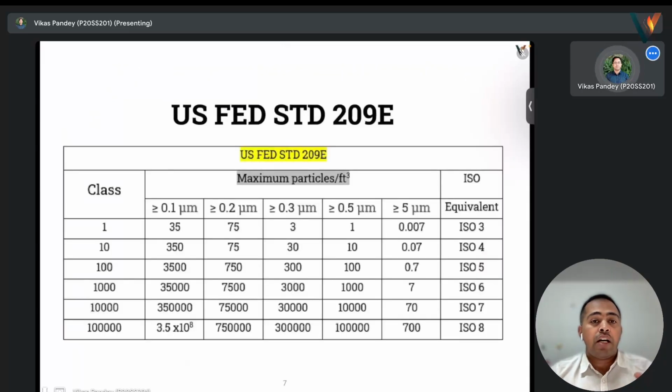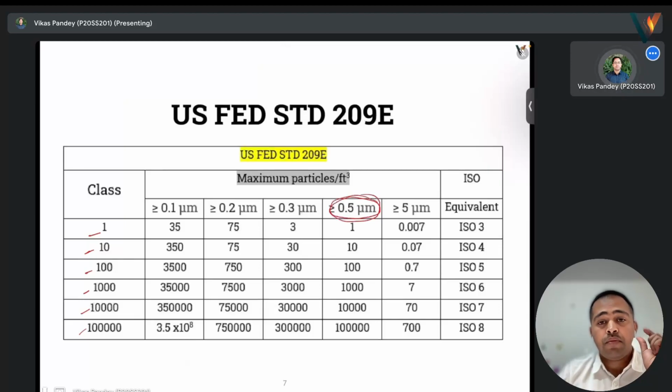Okay, so they are classified using two standards. One is the US Fed standard, the other is the ISO standard. Okay, so the US Fed standard is like class 1, class 10, class 100, class 1000, class 10,000, and class 1 lakh. Okay, and this is based on the particle size of 0.5 micrometer particle size in 1 cubic feet. Okay, since this is the US standard, they follow feet.